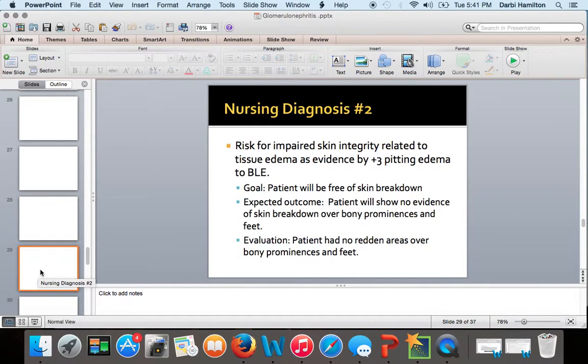Our second nursing diagnosis is risk for impaired skin integrity related to tissue edema, as evidenced by +3 pitting edema to bilateral lower extremities. Our goal: patient will be free of skin breakdown. Expected outcome: patient will show no evidence of skin breakdown over bony prominences and feet. Evaluation: patient had no reddened areas over bony prominences and feet.